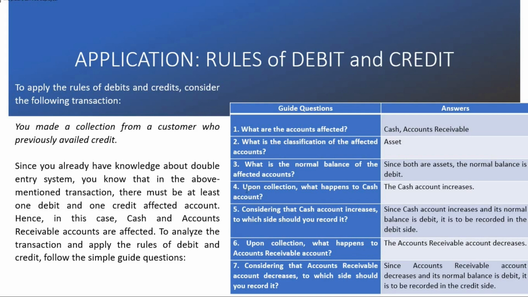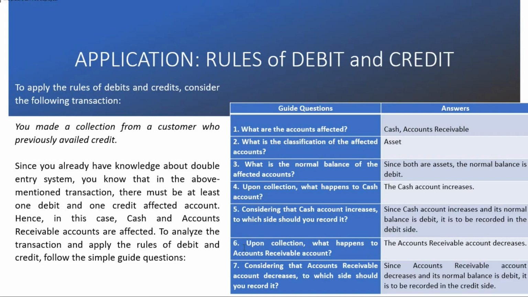Okay? Now, number 4, upon collection, what happens to cash account? So, anong mangyayari pag nakakolekta ka from your customer? Of course, the cash will increase. The cash account increases. So, considering that cash account increases, to which side should you record this cash account? So, since cash account increases and its normal balance is debit, then it should be recorded in the debit side. Okay? So, meaning you have to debit cash kasi it increases.